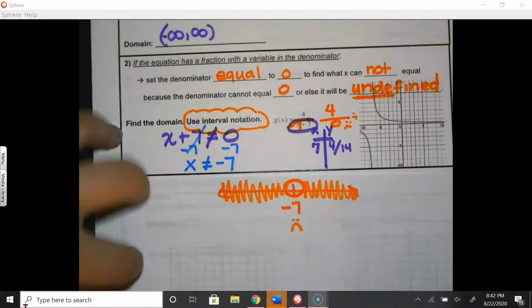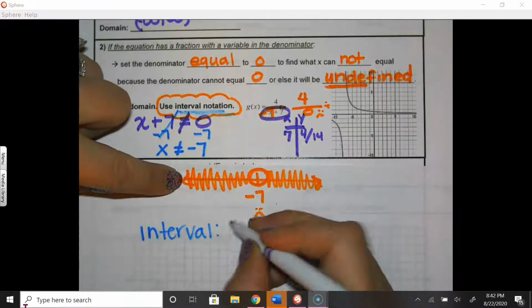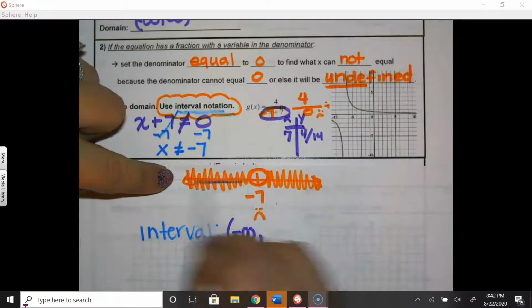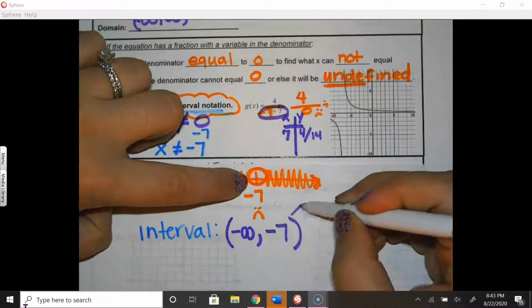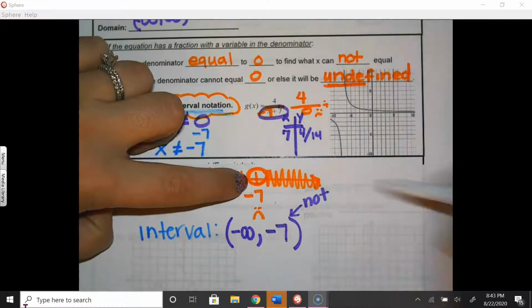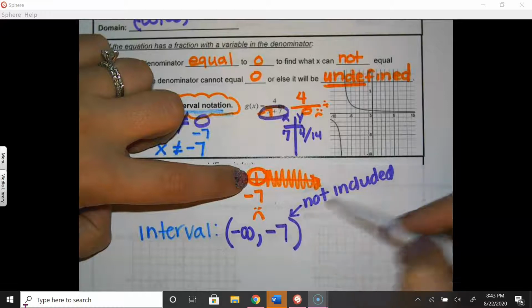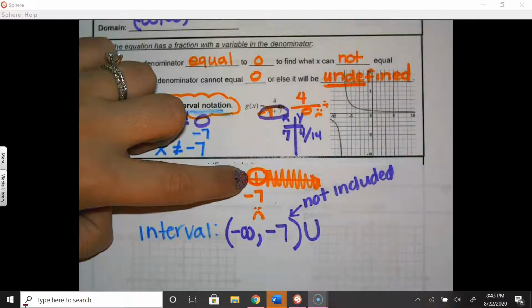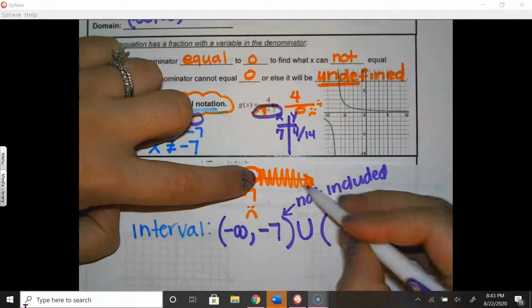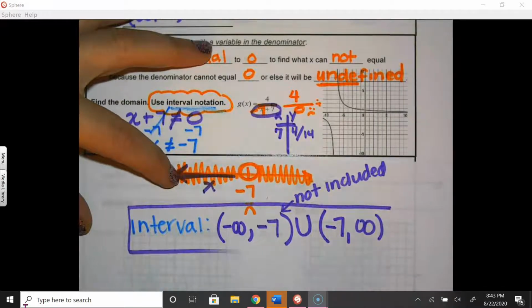So now if I want to write my answer in interval notation, which is what it asks us to do here, I go from the left to the right. It's going infinitely left, so x can be any number over here, but not -7. That's what this parenthesis means, not included. And then we have a spot where there's no shading, so that's when we put this symbol into the problem. And then any number greater than -7 is okay for x. So that would be our answer for interval notation.